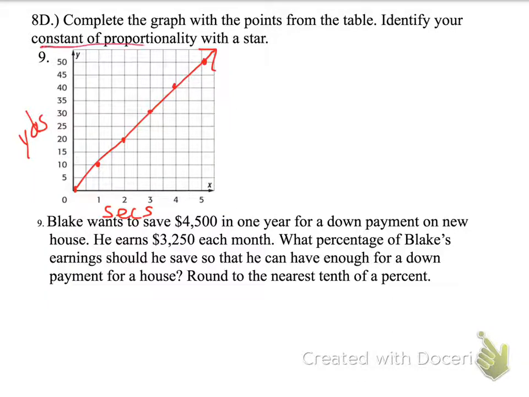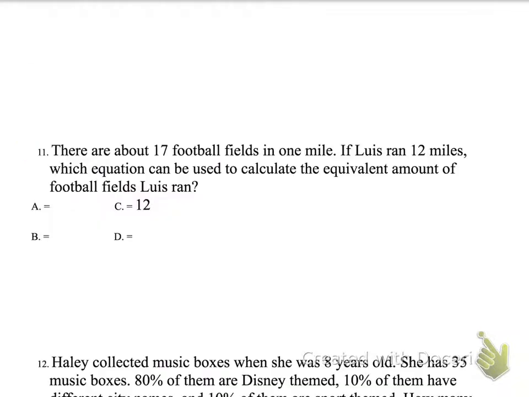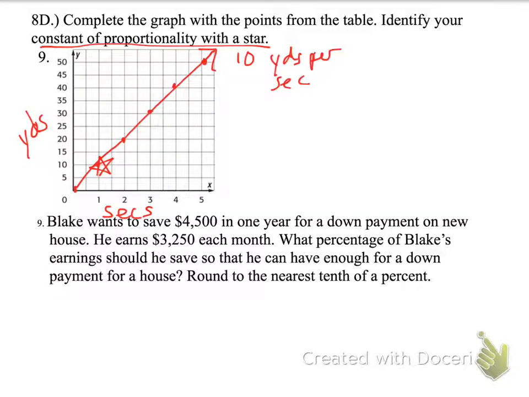It says, put a star where your constant of proportionality is. So our constant of proportionality is 10 yards per second. So I want to put my star where yards is 10, which is right there. Oh, I skipped a question. There it is. Number 9.